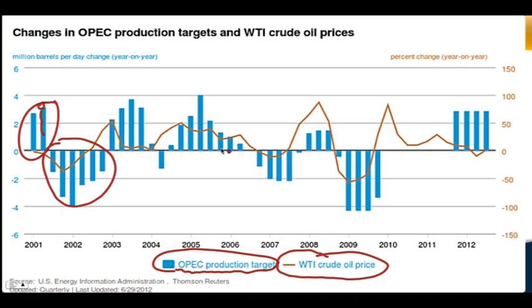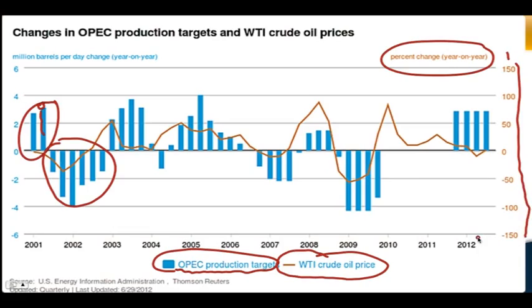But you notice that the price of oil, this is the percent change. This scale over here shows the percent change on a year-to-year basis. So this side, with the blue bars, shows the million barrels per day of the production targets that OPEC has set and generally abide by, and this shows the percent change in price.